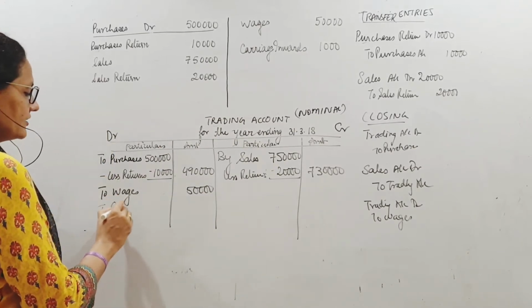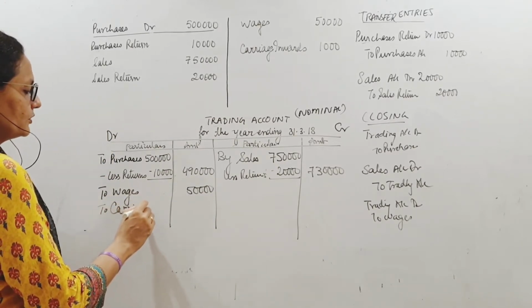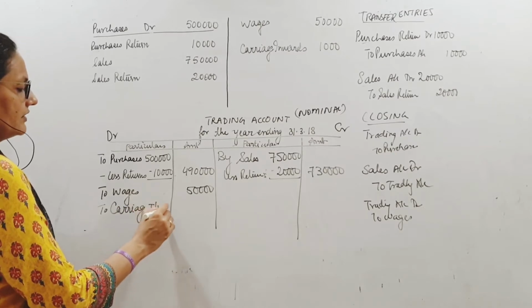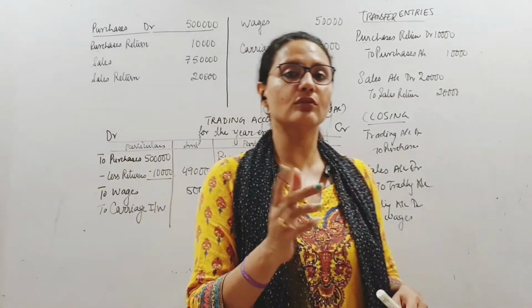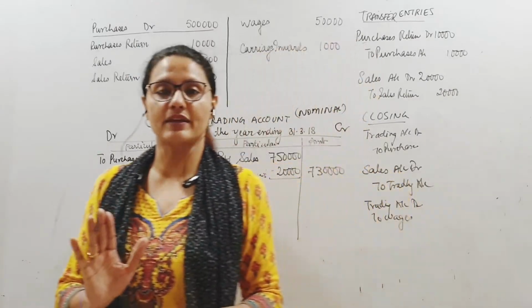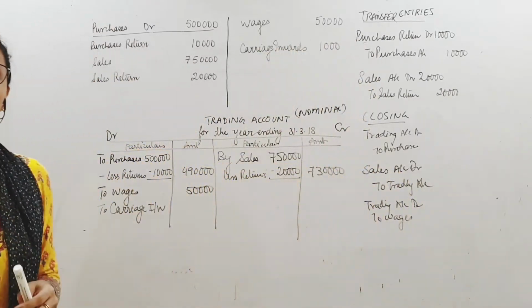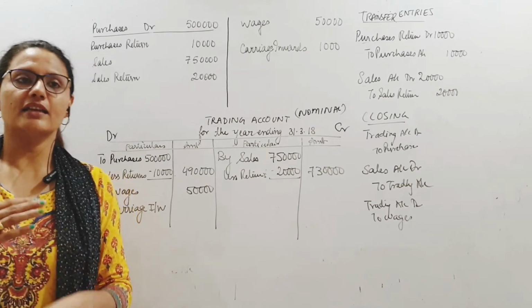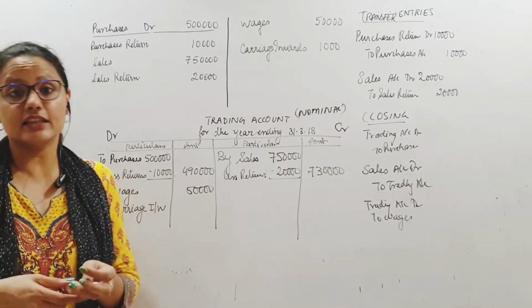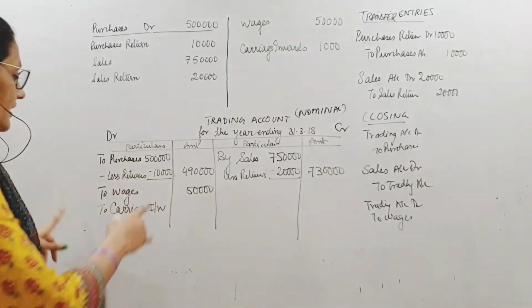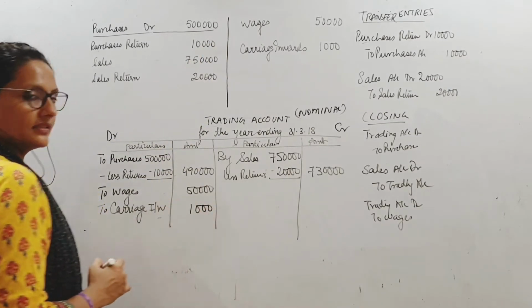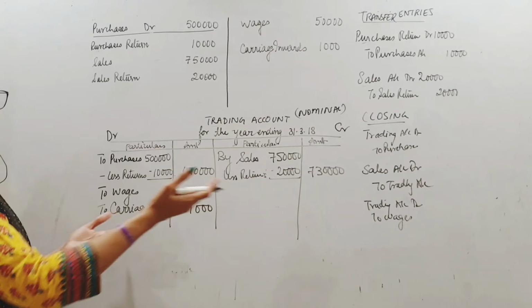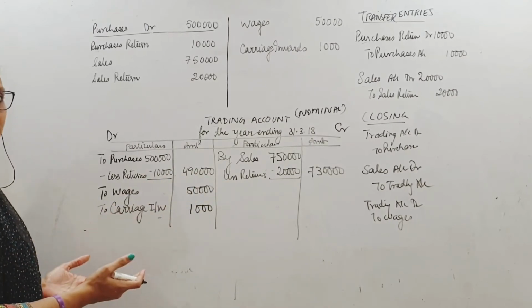Similarly, carriage. But we put only carriage inward here, not outward, because carriage outward is paid on goods sold. We are not taking selling expenses here. We are taking all the expenses related to acquiring, processing, manufacturing and getting the goods ready for sale. Therefore, carriage inward is 1,000. So I close it. Again, what is the closing entry? Trading account debit to carriage inward.